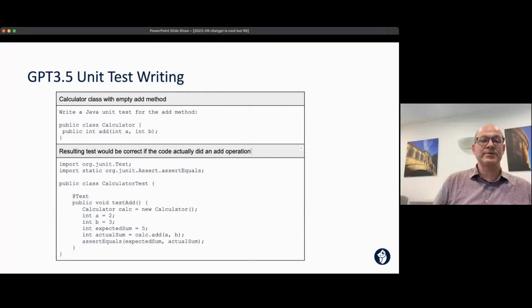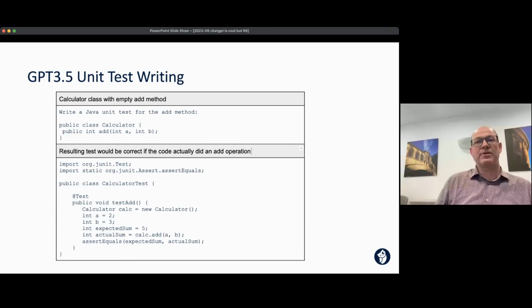So if we apply that to unit test writing, then we've got a couple of examples here, just to illustrate some of these points. And the first one is we have a Java unit test for an add method that doesn't do anything. So we just call it add, it takes in 2 integers, but there's no body to this function. And so when we ask GPT 3.5 for a unit test to match that, it's great. But this example doesn't add. And so this unit test would not pass.